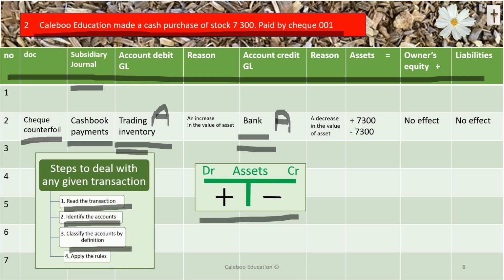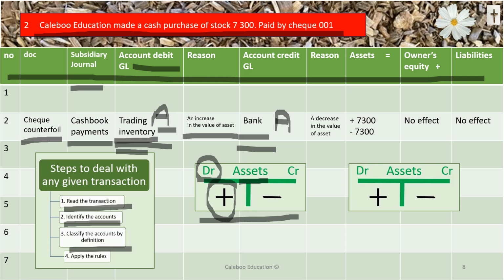We need to apply the rules to decide whether an account is debited or credited. So trading inventory is an asset. When we buy stock, there's an increase in the value of the asset stock. And the rule says if there's an increase in the value of an asset, the account in the general ledger must be debited. So in this column, we get trading inventory. And the reason, there was an increase in the value of the stock, of the asset.